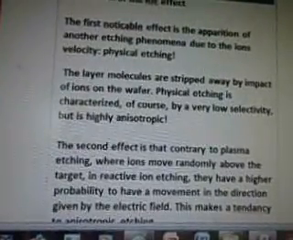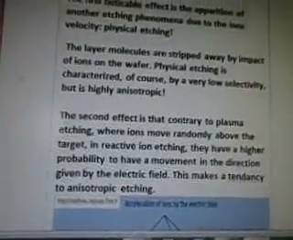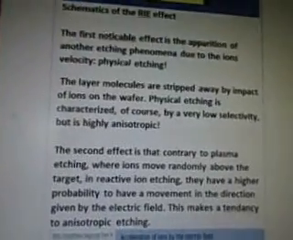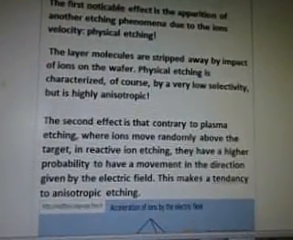Schematics of the RIE effect. First noticeable effect is the apparition of another etching phenomenon due to the ions' velocity, physical etching.